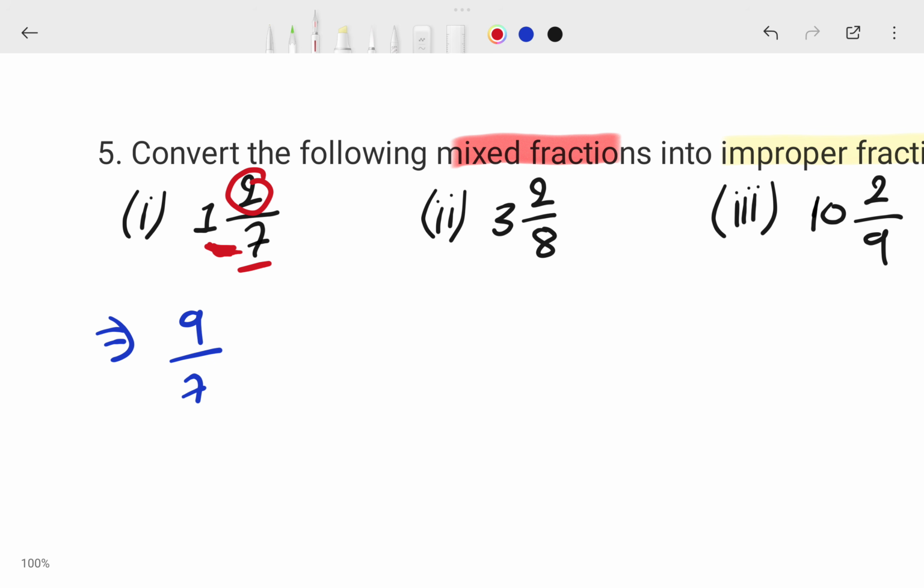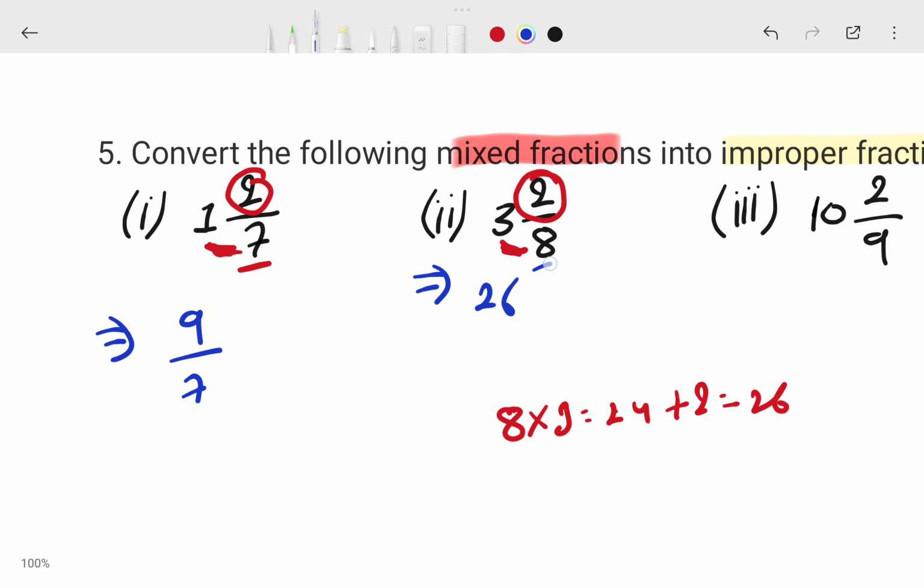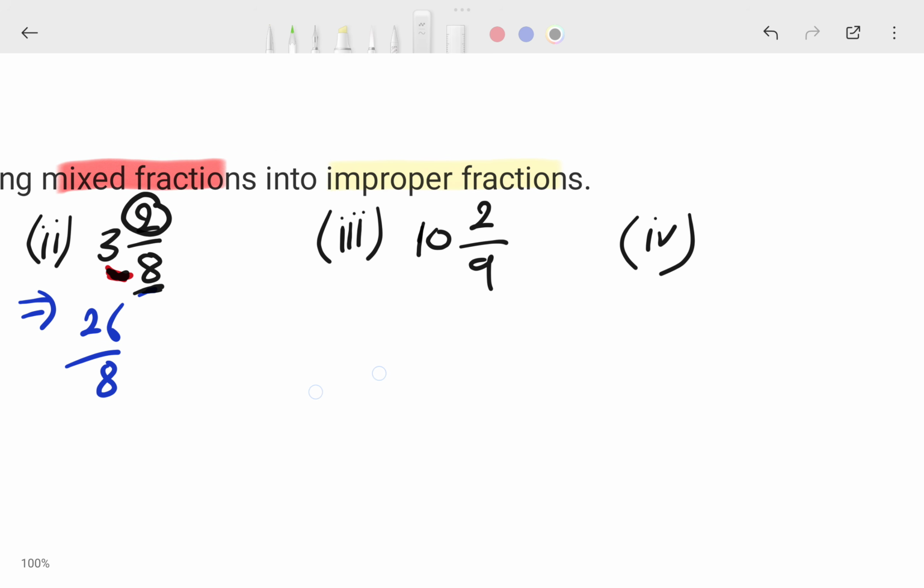Now we will do the same thing here also. 8 3s are 24, so you multiply. Now what is above? 2 is there, so add 2 with this one, it goes to 26. So our answer is 26. What is down? 8. Write the 8. Simple. Nothing you have to do. 8 3s are 24, 24 plus 2 is 26, 26 by 8, and whatever it is down, I wrote 8. Simple. Over.